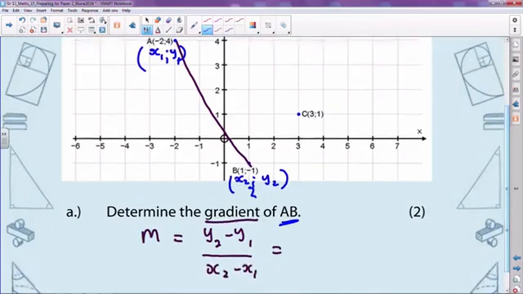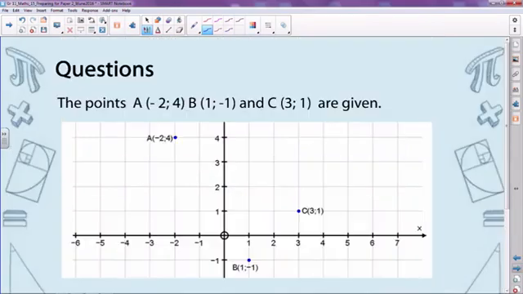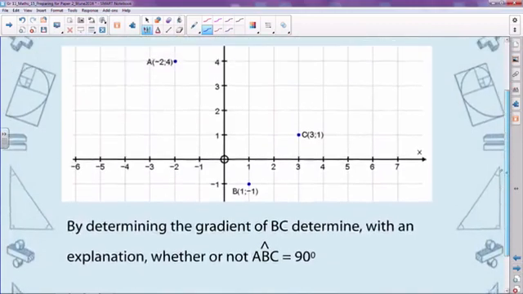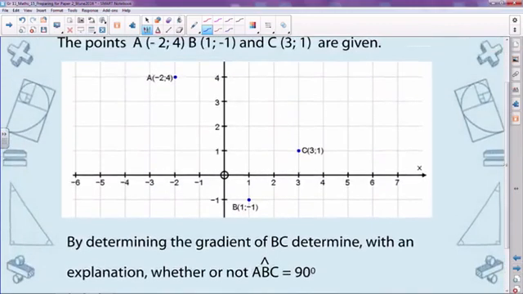So the gradient will be y2 minus y1, so it's minus 1 minus 4, divided by 1 minus minus 2, which is a plus 2, which gives us minus 5 over 3. So the gradient of line AB is negative 5 divided by 3. Okay, right, now let's move on. Still on the same question, all right? So let's just do this.